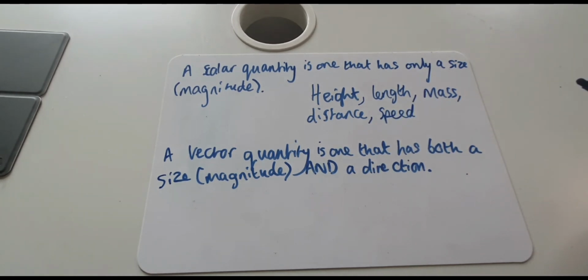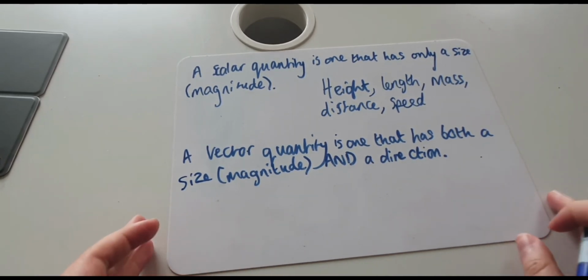Speed. Okay, again, if I'm driving in my car, I'm usually driving about 30 miles per hour, and I don't say 30 miles per hour and then give a direction. I'm just driving at 30 miles per hour. Okay, and then a vector.